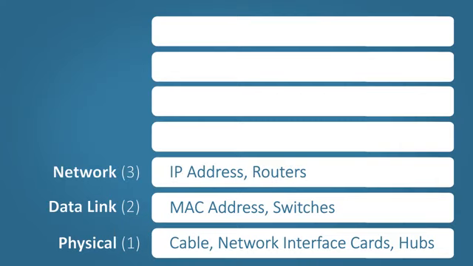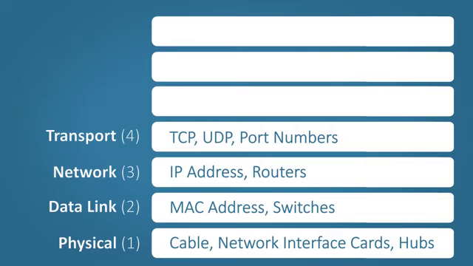Layer 3, the network layer, handles IP addressing and routing. At this stage of the OSI model, the source and destination IP address are added. Routers operate on this layer. Layer 4, the transport. The transport layer of the OSI model adds the transport protocols such as TCP and UDP. TCP, for example, is used for error handling and sequencing to ensure no data is lost. This layer also adds the source and destination port numbers.